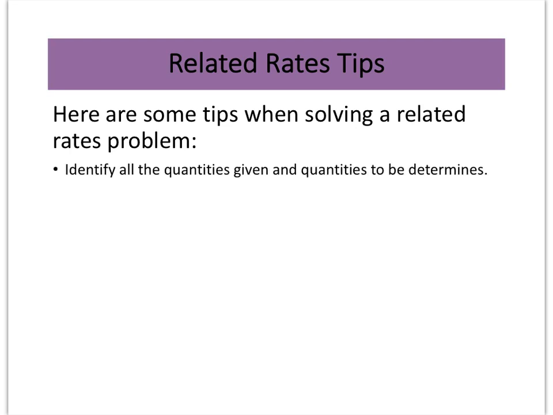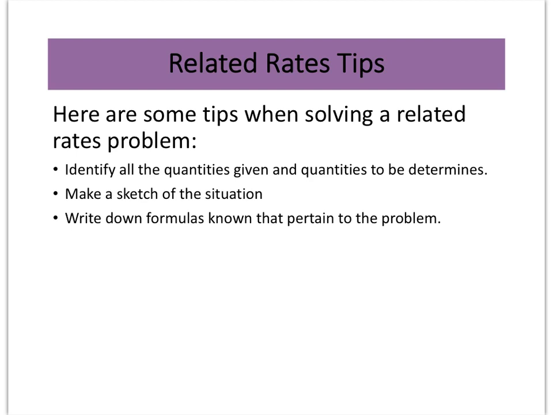Tip number 1, identify all of the quantities that are given and the quantities that you need to find out moving forward. Tip number 2 is make sure to sketch the situation. I drew circles in my pond, and so I could kind of visualize the problem. Sometimes you need that visualization less, sometimes more. Tip number 3, write down any formulas you know that are related to the problem. I didn't know that I needed the area of the circle until I was like, hey, what is the area of a circle for a given radius?